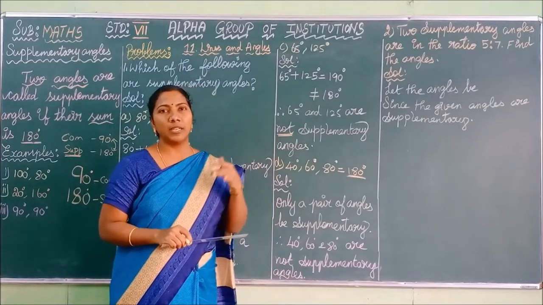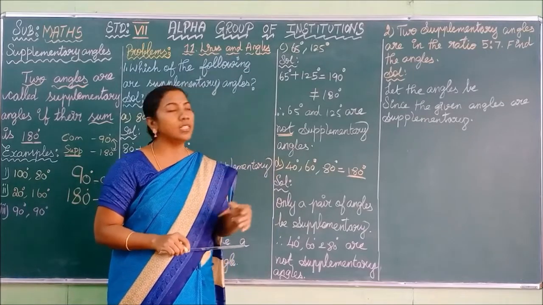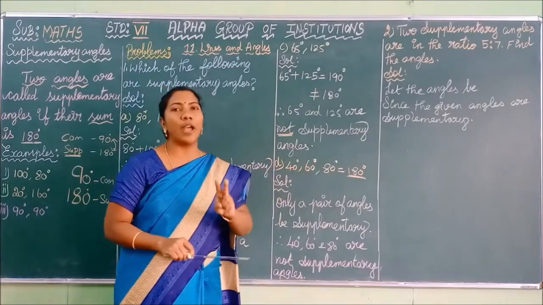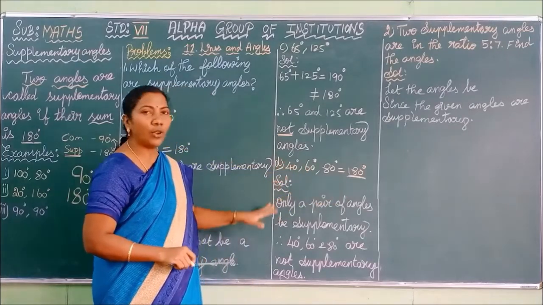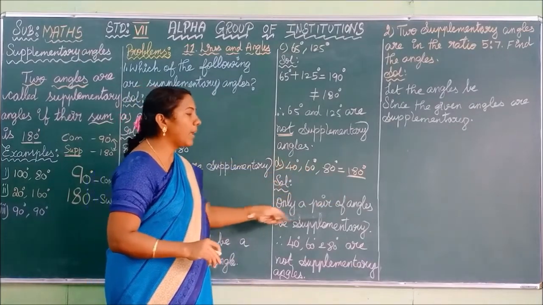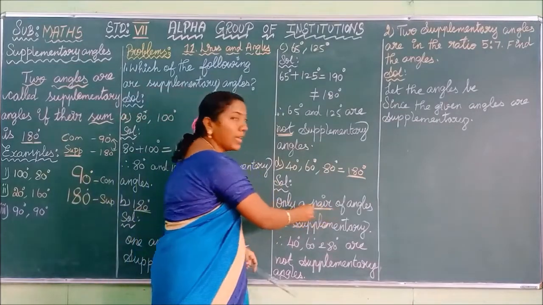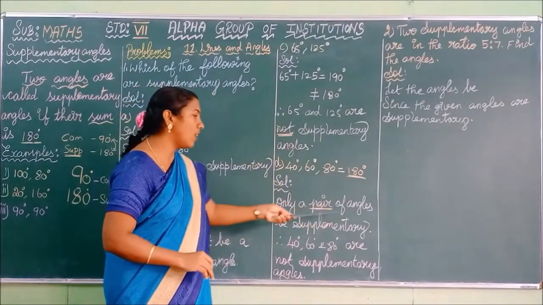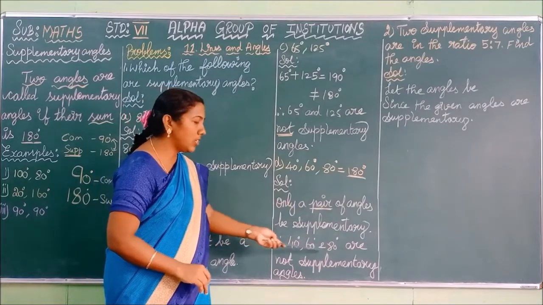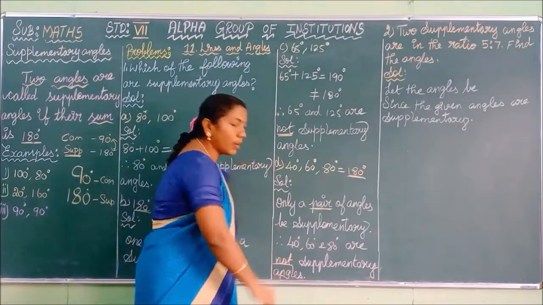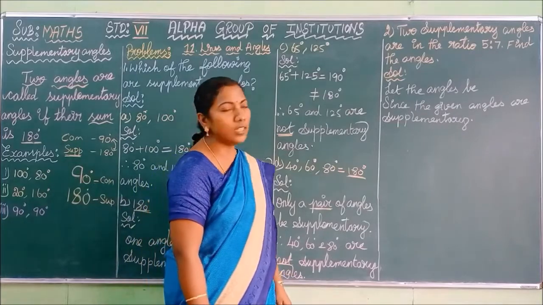Because as per the definition of supplementary angles, definitely it should be two angles. Here they have given three angles. So in the solution part we have to write only a pair of angles. Pair means two. Only a pair of angles can be supplementary. Therefore 40, 60 and 80 are not supplementary angles. Do you understand, children? Okay.